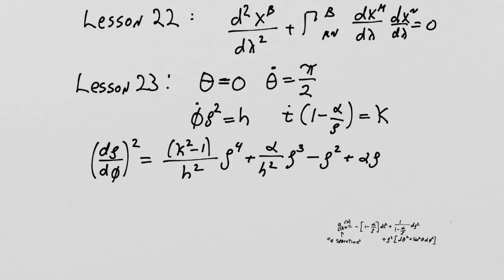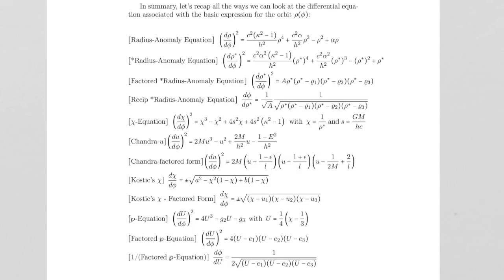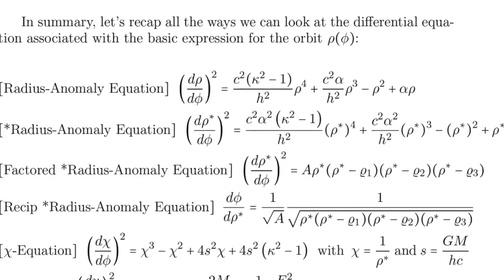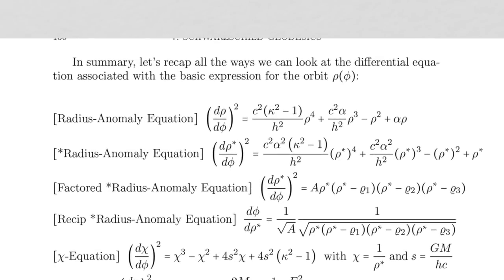Now, about this equation, I just want to show that it comes in many different forms and appearances. It can be put into many different forms, and I've done that here. I've shown all the different forms for the radius anomaly equation. The first form here is the one that I just showed on the other page, right? That's the one we derived straight up.